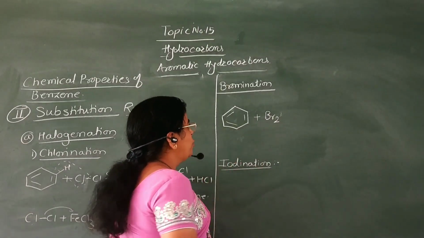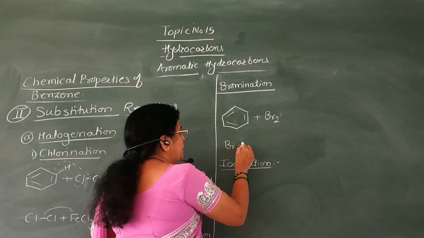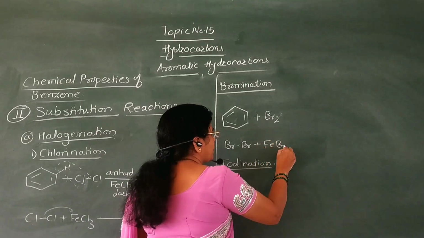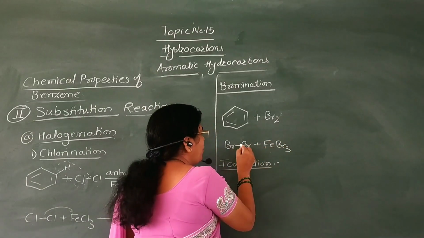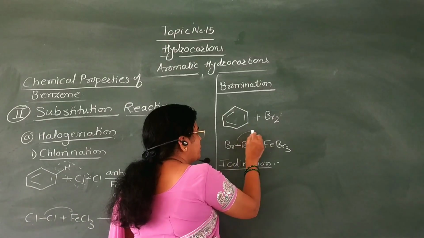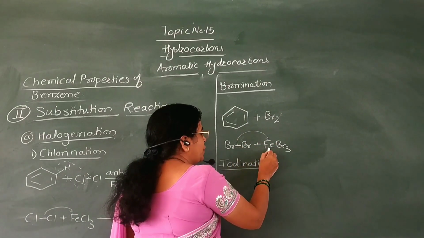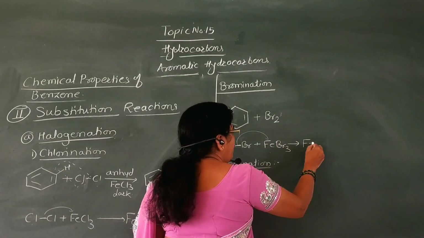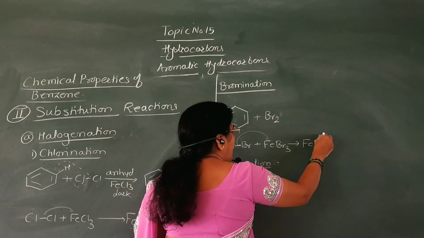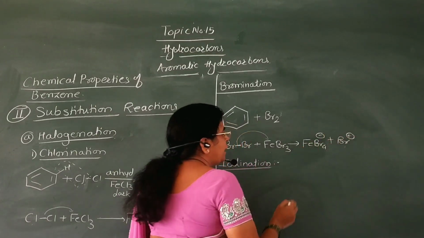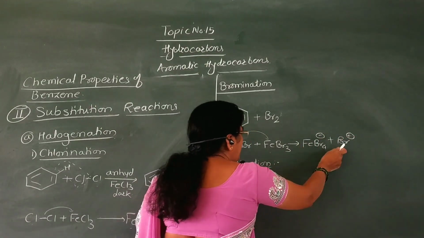Now here also Br2 is treated with FeBr3. This is the electrophile. Now here the breaking of the Br bond takes place. This Br takes away both bonded electrons with itself to form FeBr4 minus and Br plus. This Br plus acts as an electrophile.